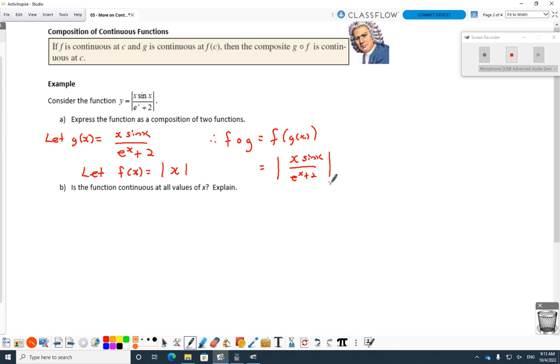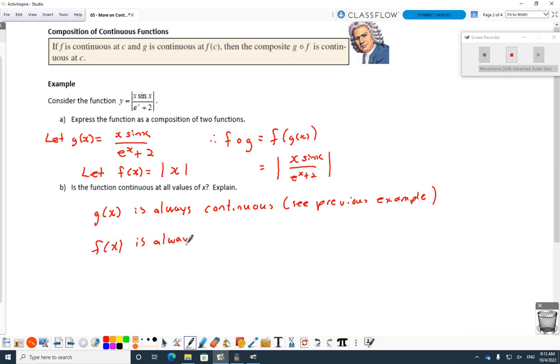Is the function continuous at all values of x? Explain. Okay. g at x is always continuous. See previous example. I just proved that in the previous example. f at x is always continuous since f at x equals absolute value of x.